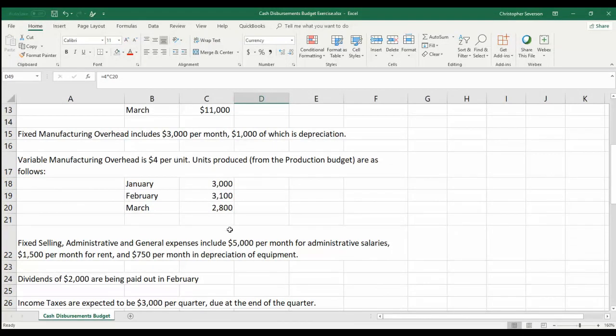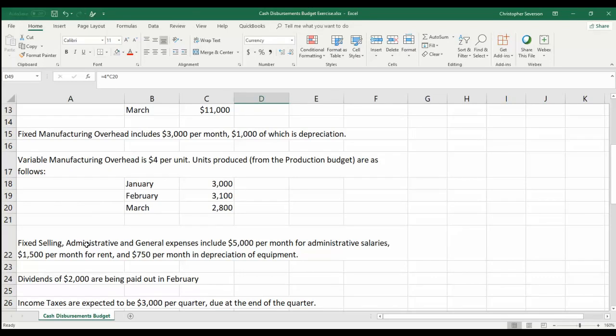Now we have another cost. In this case, it's fixed. It says we have $5,000 per month for administrative salaries, $1,500 per month for rent, and $750 per month in depreciation of equipment. So again, a couple of ways we could do this.